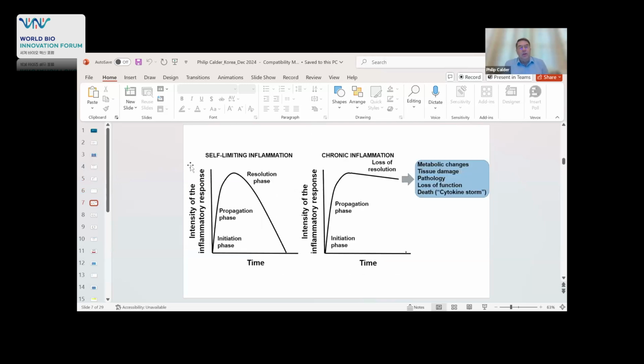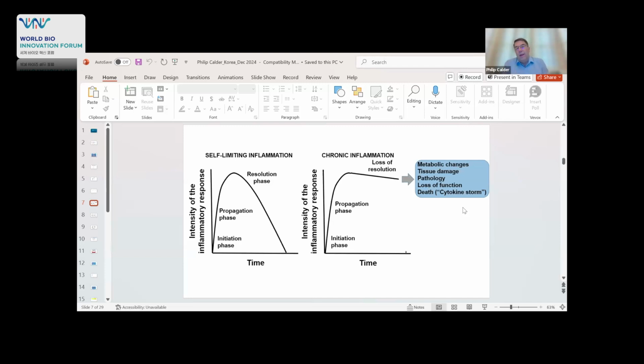So on the left, I show you what I've just shown you, which is the self-limiting physiological inflammation. And on the right, I present to you what happens if the resolution phase is not working well. So we get continued chronic inflammation with metabolic changes, tissue damage, pathology, loss of function, and even death. So for example, the cytokine storm in COVID-19, which was responsible for most of the mortality, was due to loss of resolution of the inflammatory response.